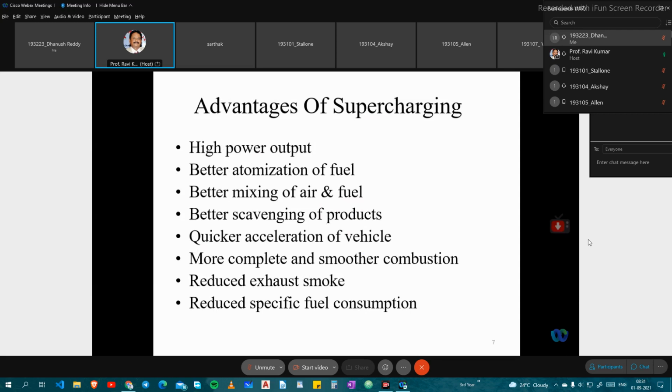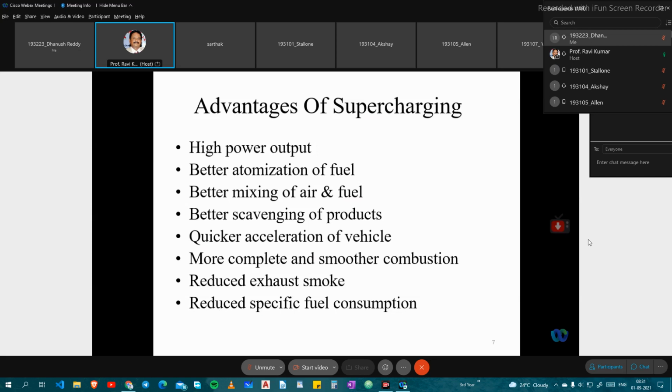I have shown the two figures. If you mix it with this, and consider the density and fuel pressure, then we have the mass flow rate of the fuel, and how we balance it gives better combustion, better scavenging of products, and quicker acceleration of the vehicle. If you give acceleration, it moves instantly. It gets the power to move the vehicle, with more complete and smoother combustion. It will have more complete combustion and smoother operation.